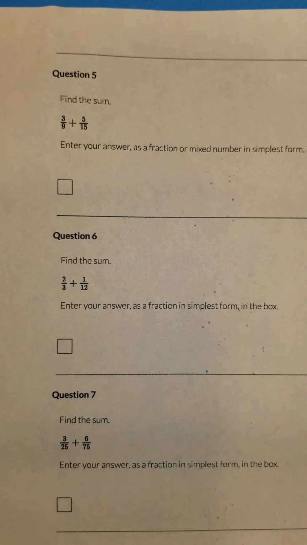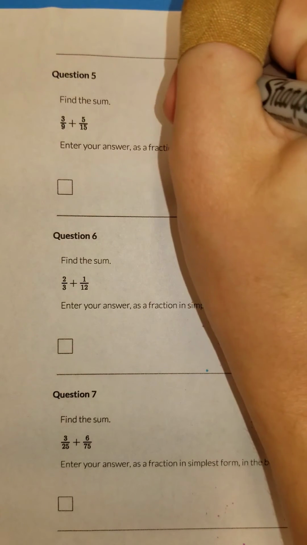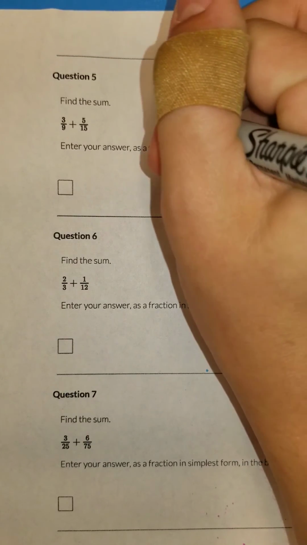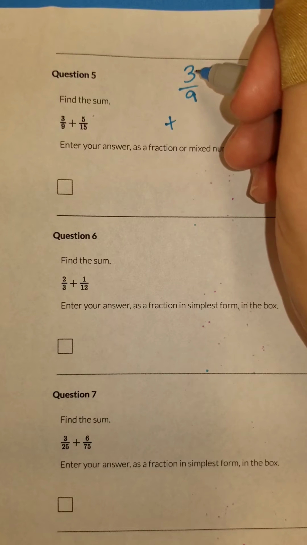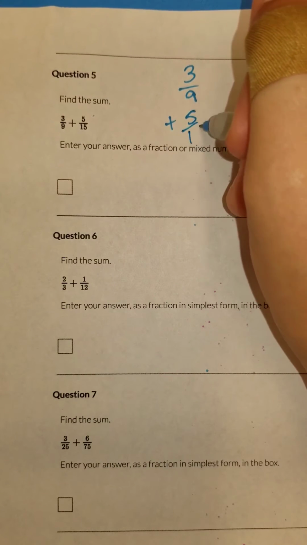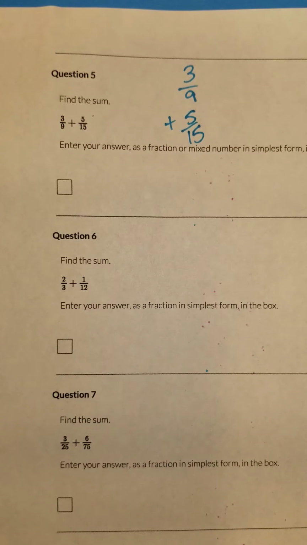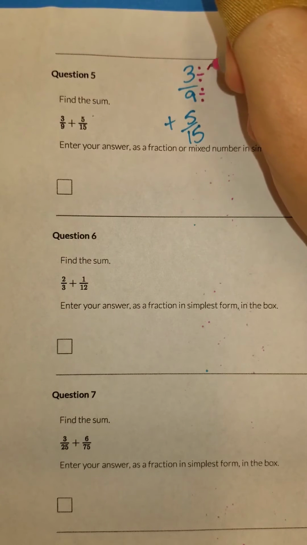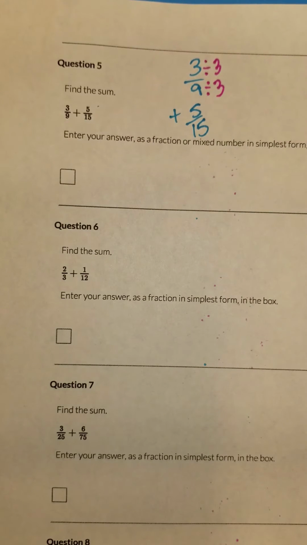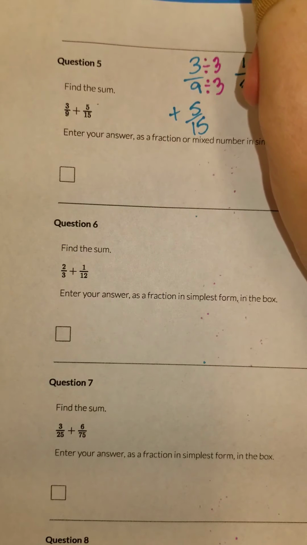Okay, number 5. I've got 3 9ths plus, I see 5/15. Wait a second, let's go ahead and write this. I see that 3 9ths can be simplified. Both the top and the bottom can be divided by 3. So 3 divided by 3 gives me 1. 9 divided by 3 gives me 3.